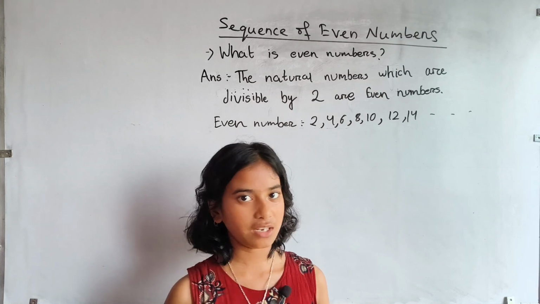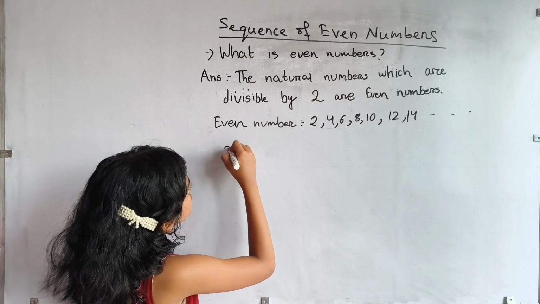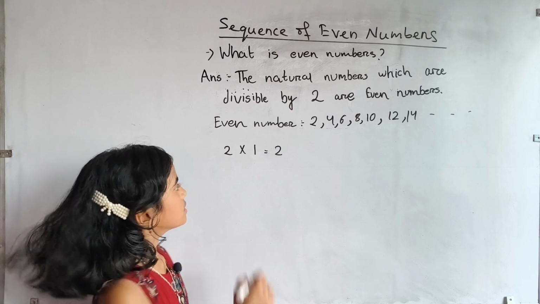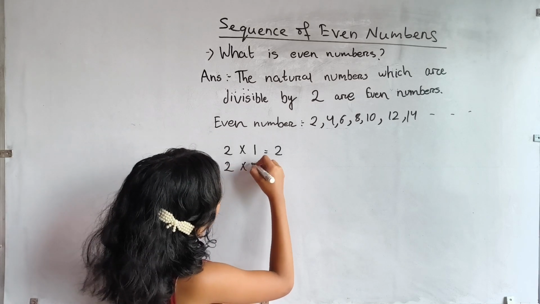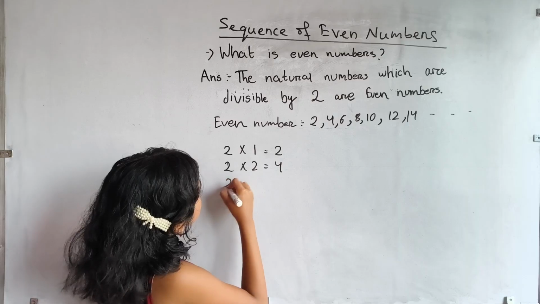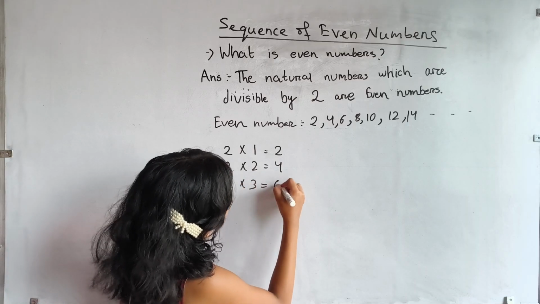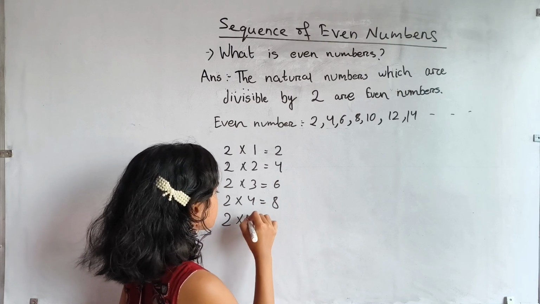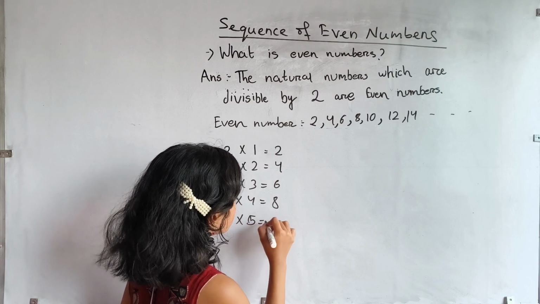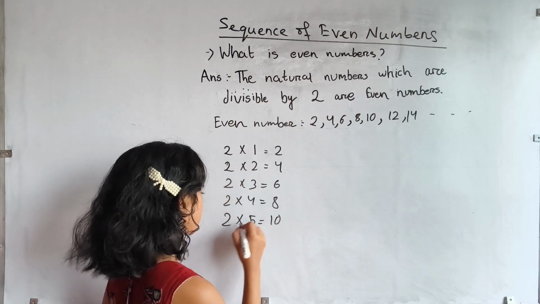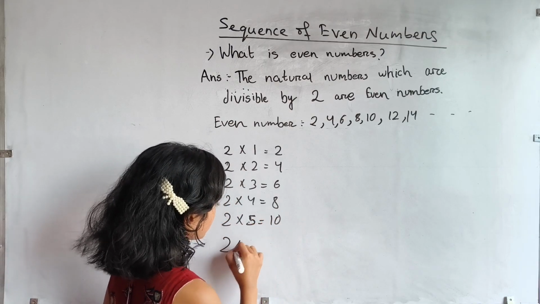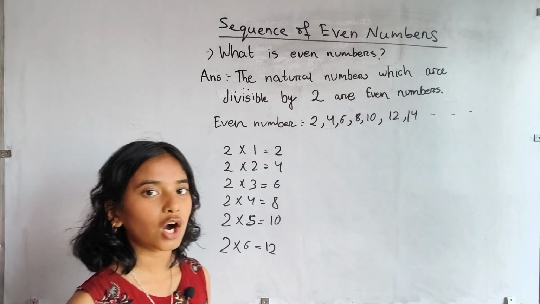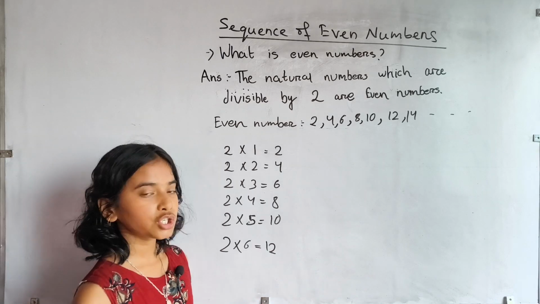So how to find out even numbers? 2 multiplied by 1 equals 2. 2 is an even number. 2 multiplied by 2 equals 4. 2 multiplied by 3 equals 6. 8, 10. 2 multiplied by 6 equals 12. So here are some examples of even numbers, and we can also find them this way.